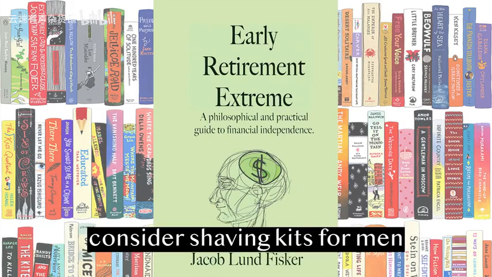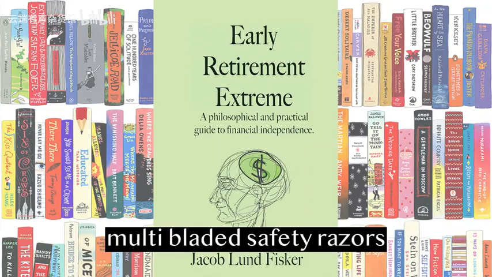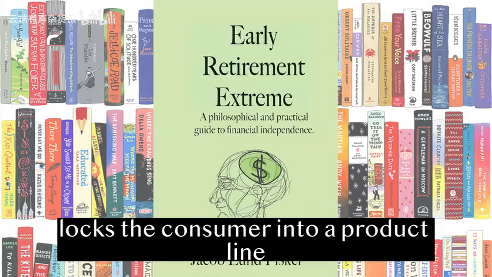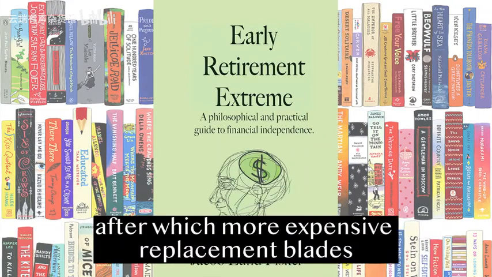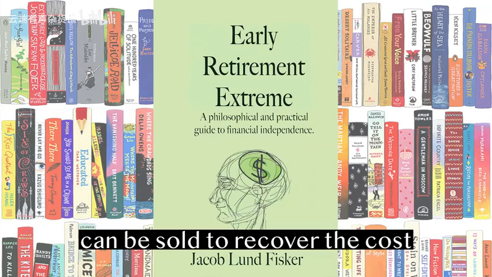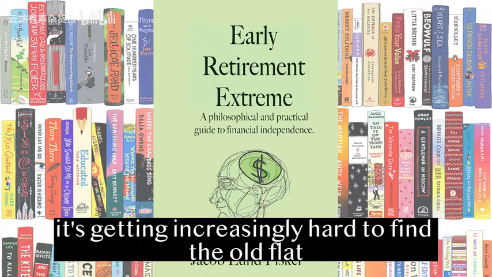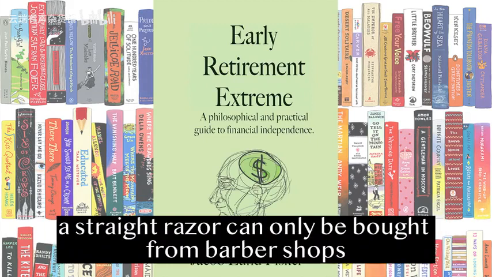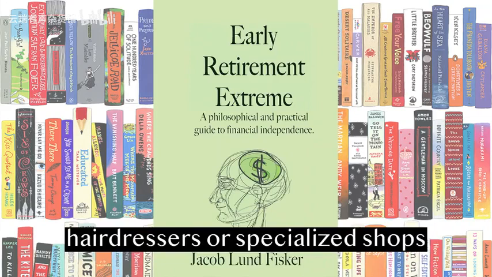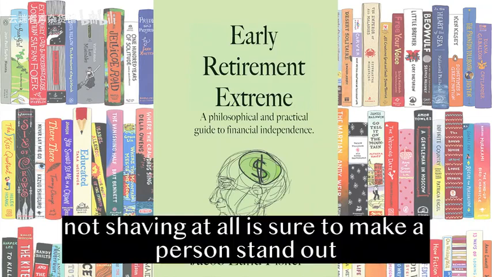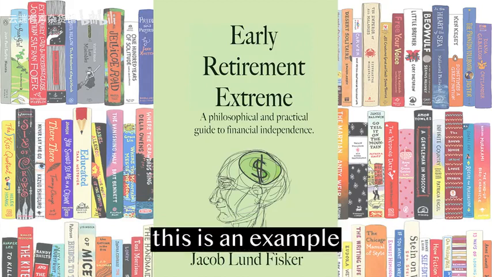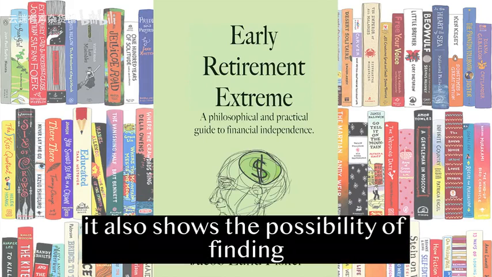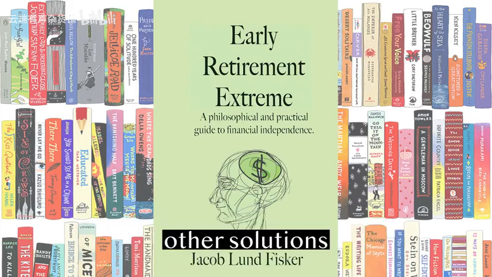Consider shaving kits for men. These are restricted to various multi-bladed safety razors, in which a below-cost handle locks the consumer into a product line, after which more expensive replacement blades can be sold to recover the cost. It's getting increasingly hard to find the old flat single safety razor blades that can be sharpened. A straight razor can only be bought from barbershops, hairdressers, or specialized shops on the internet. Not shaving at all is sure to make a person stand out. Thus, this is an example where the degrees of freedom for the consumer have been eliminated. It also shows the possibility of finding other solutions.